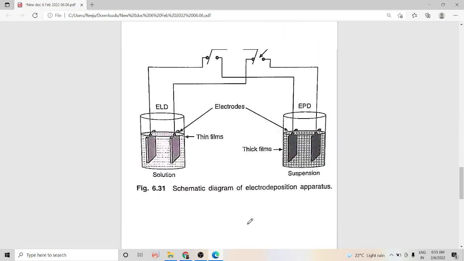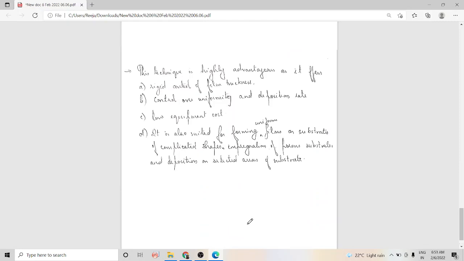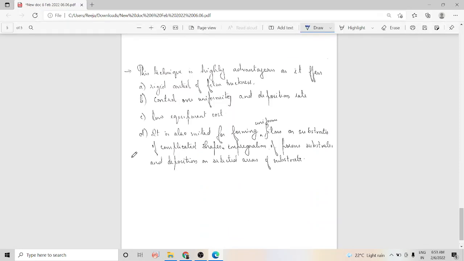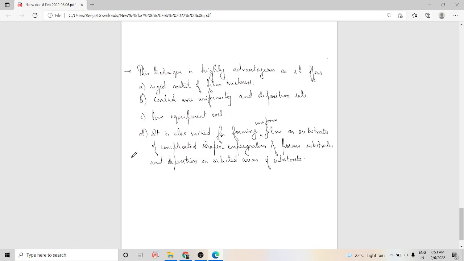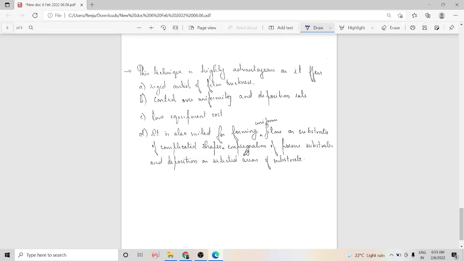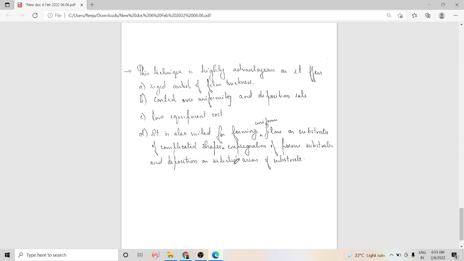And lastly, we discuss the advantages of this process, that is, of the electrodeposition technique. You have rigid control on the film thickness. There is a control over the uniformity and deposition rate. This process involves low equipment cost, and it is also suited for forming films on substrates having complicated shape. It is used for the impregnation of porous substrates, and it is used in the deposition on selected areas of the substrate.